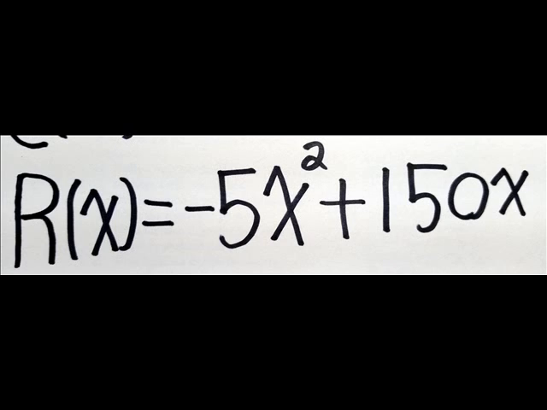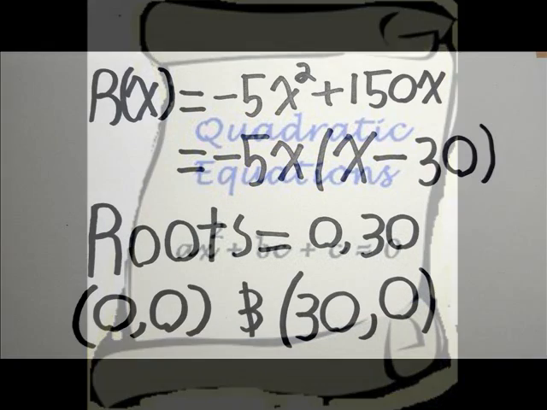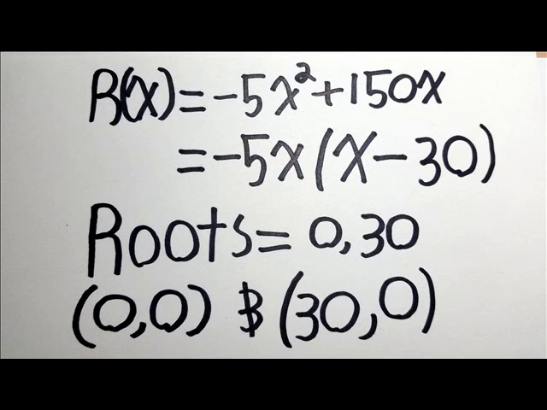Next, let's use our R of x graph, which is a quadratic function. Now if you remember, quadratic equations are ax squared plus bx plus c. Next, we're going to factor our R of x equation. It's going to equal negative 5x bracket x minus 30. This gives you the roots of 0 and 30, so we now know we have two x-intercepts, 0 and 0, and 30 and 0.